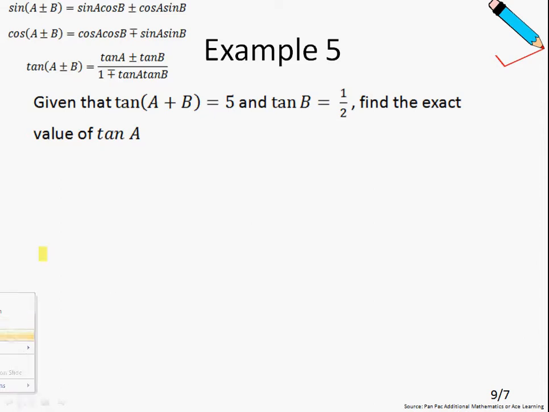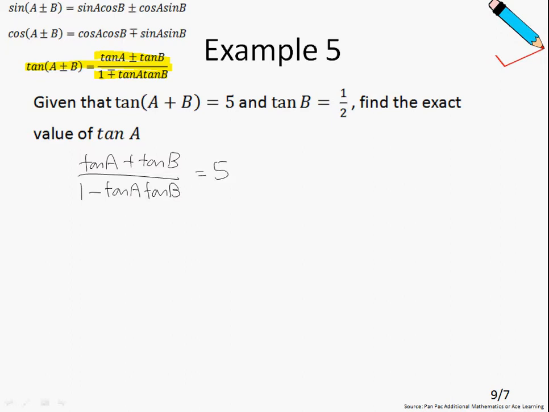Okay, so let me just highlight for you over here. Tangent A plus B equals tangent A plus tangent B over 1 minus tangent A tangent B. Okay, so I will first convert the left hand side of this equation to become something like that. So tangent A plus tangent B over 1 minus tangent A tangent B, and this is equals to 5. From here, I will substitute tangent B equals half. So let me just highlight all the tangent B's to make it more obvious. So tangent B is here, tangent B is here, and tangent B is half.